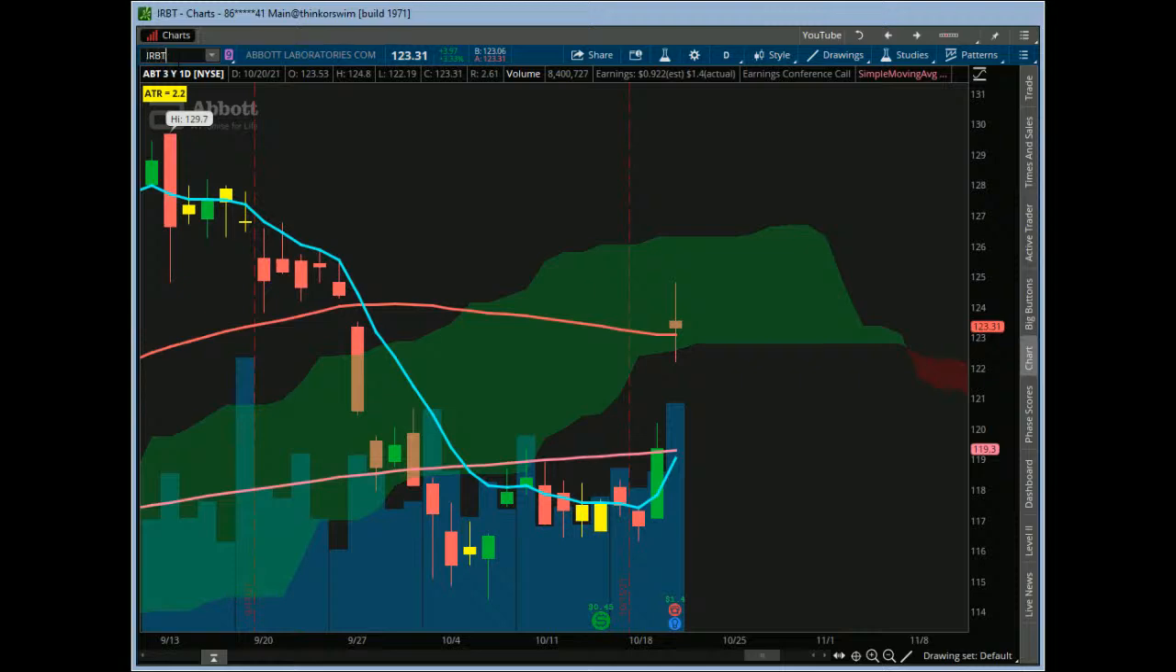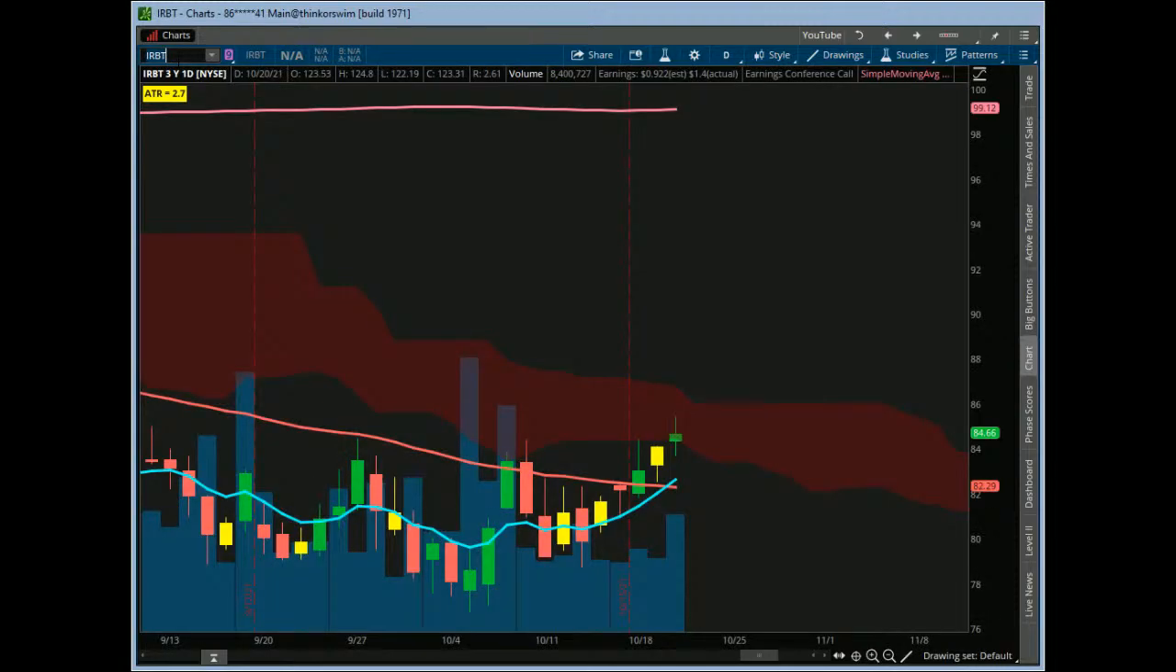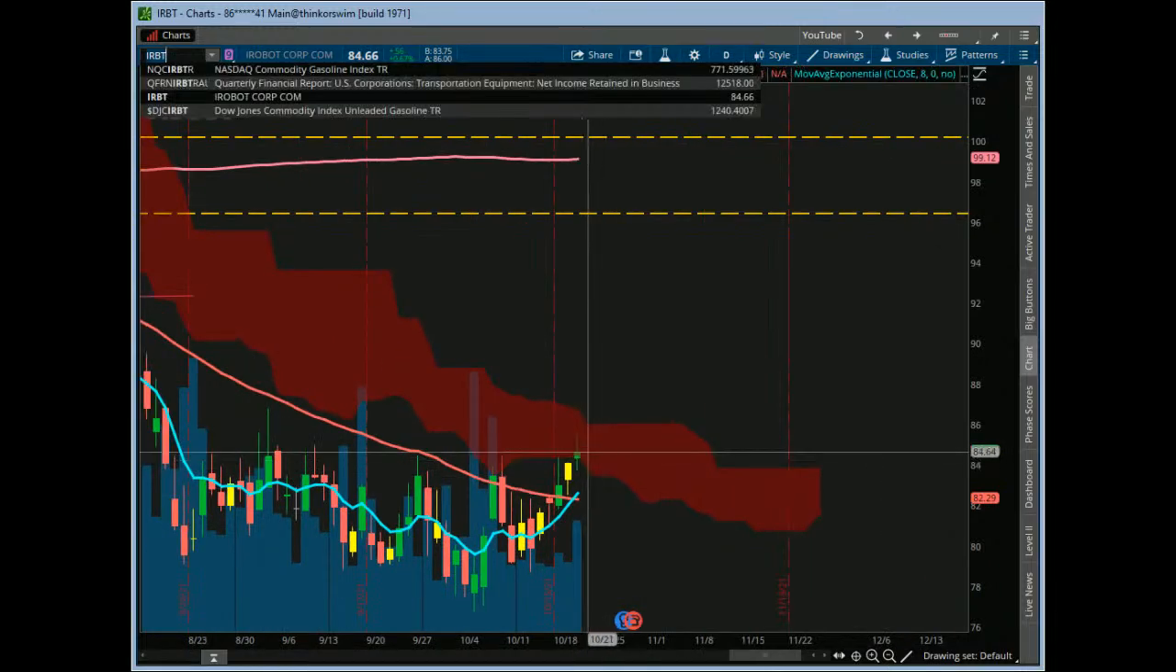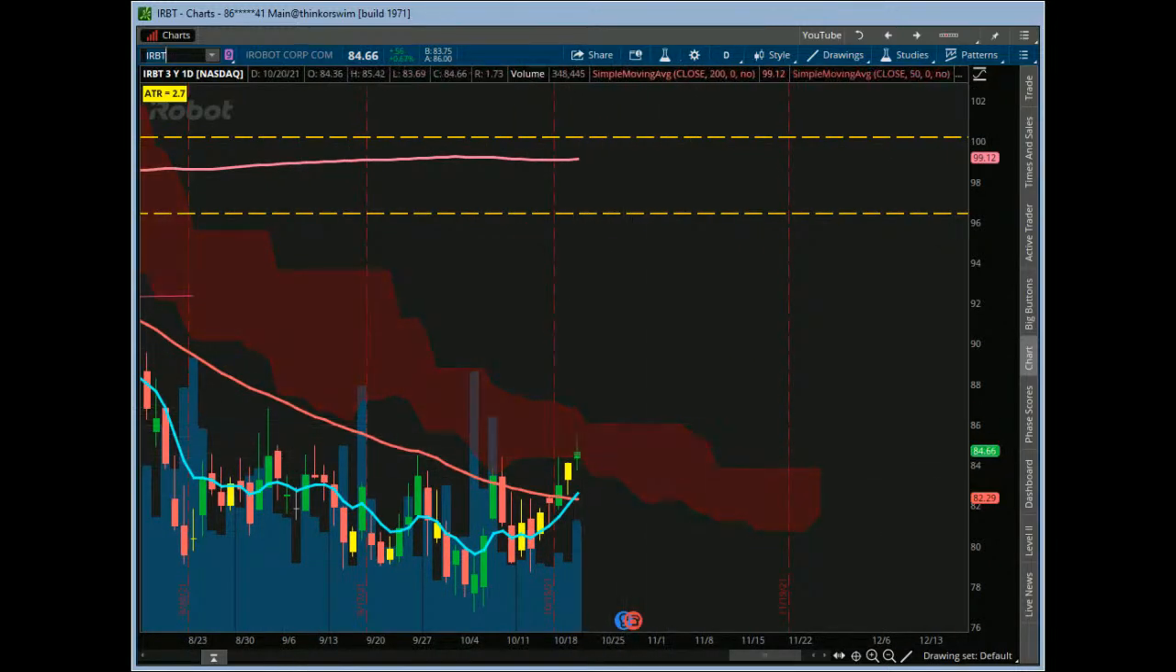And then iRobot, the Nest. Let's take a look here. Yeah, finally starting to get going a little bit. Decent volume here. Not a really nice candle, a spinning top, but it could turn into a doji sandwich, right? And then maybe give a little bit of an earnings run. Sometimes iRobot can move on earnings.